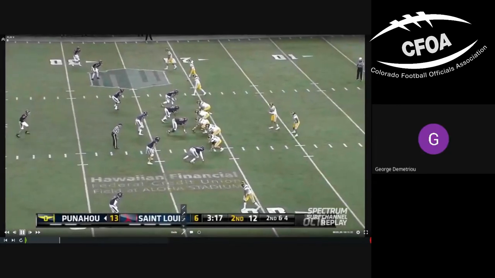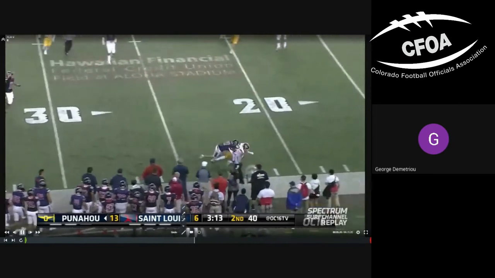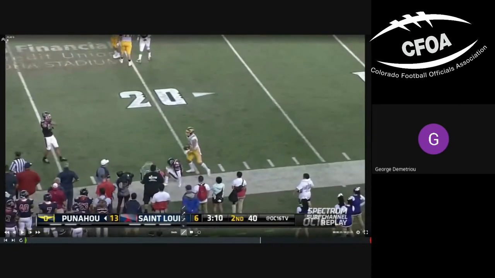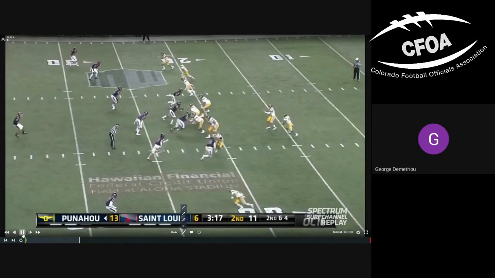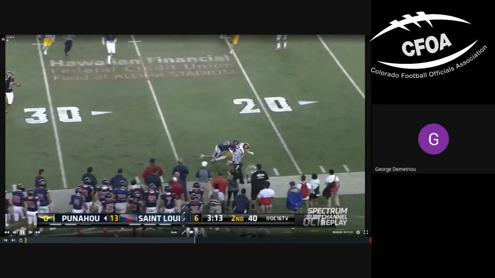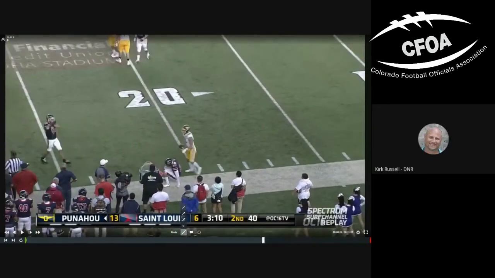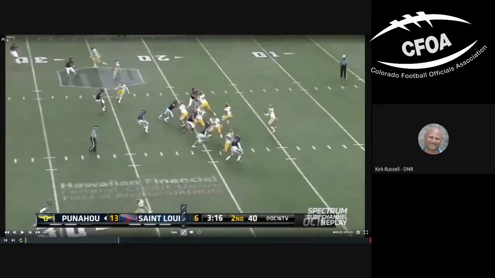Right. Okay, next play. On this one, the line judge ignores the players, and he turns his back to them and just goes to get the progress spot. Now, I don't think he missed anything, but he has no clue what the guy with the ball is doing. So what grade are we going to give this wing on this one?